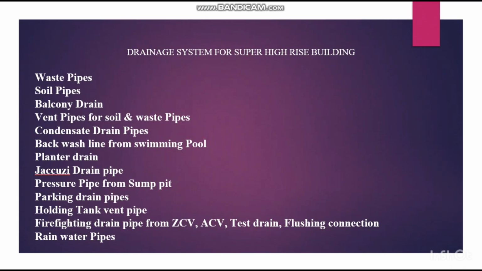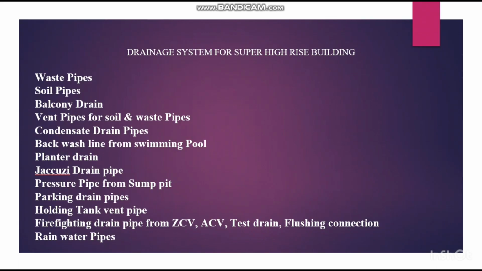When it comes to the drainage system for a super high-rise building, there are plenty of pipe arrangements. We have the waste pipe, the soil pipes, the balcony drain pipes, and the vent pipes for the soil and waste pipes, because we need to perform venting for the soil and waste. Then we have the condensate drain pipe coming from the AC units, the FCU, and the FAHU. All of these will have condensate drain pipes.